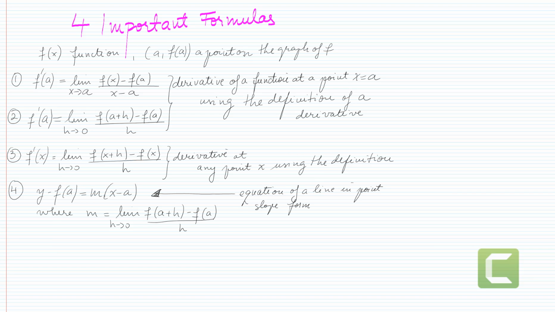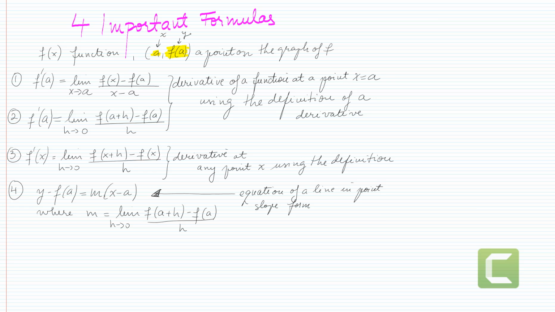In this video, I will talk about 4 important formulas that are used to find the derivative of a function using the limit definition. So if we have f of x a function and f of a point on the graph of f. So when we write a point on a graph, we write it in the format f of a with parentheses that represent the first position, it's the x, and the second position, it's the y in the coordinate plane.